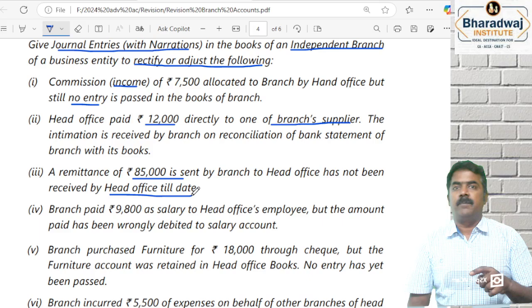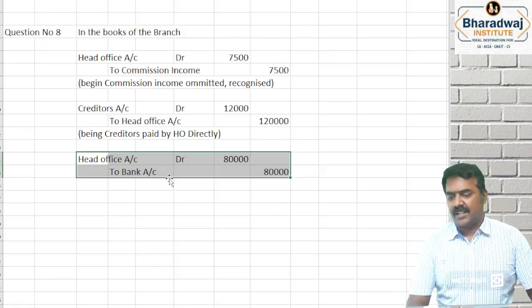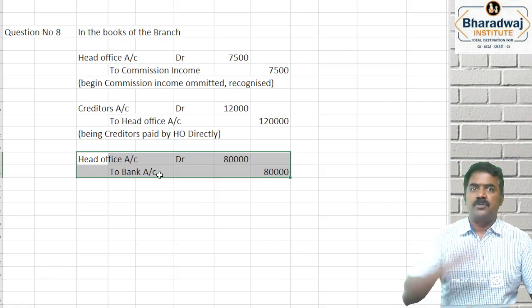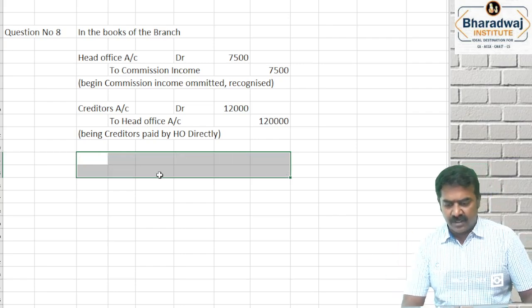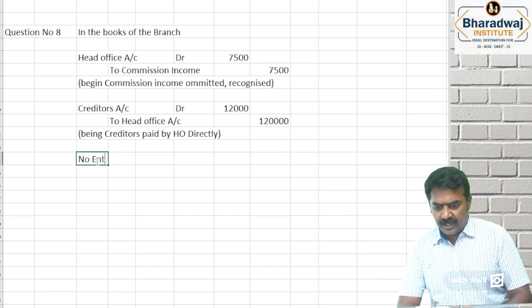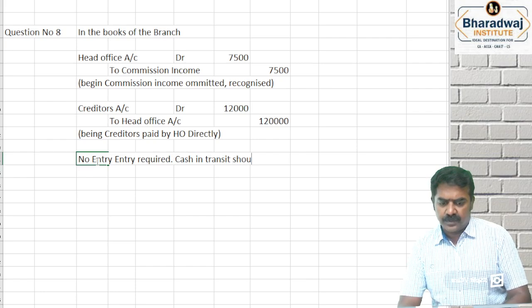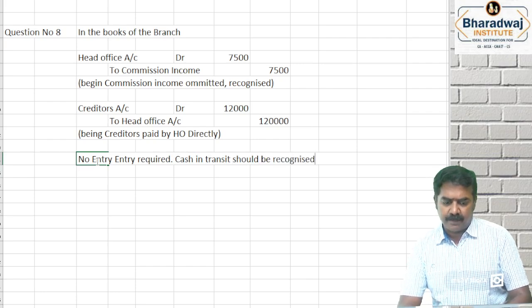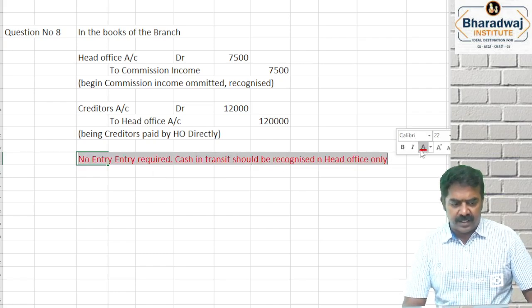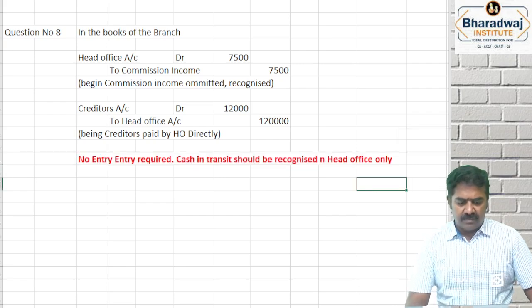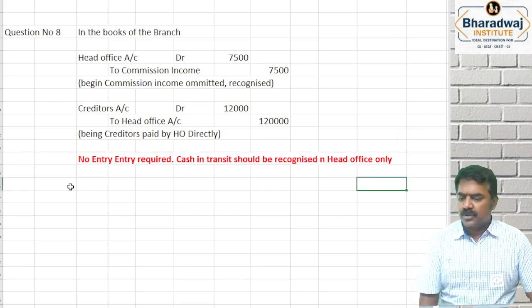Now for this, the entry should be passed by whom? Head office only. Cash in transit, it is from branch to head office. Who should pass the entry for this? Head office only. So no entry required. Cash in transit should be recognized in the head office only. We already sent the cash and passed the journal entry. If they have not received cash yet, they have to record it in their books. We are not bothered about it.